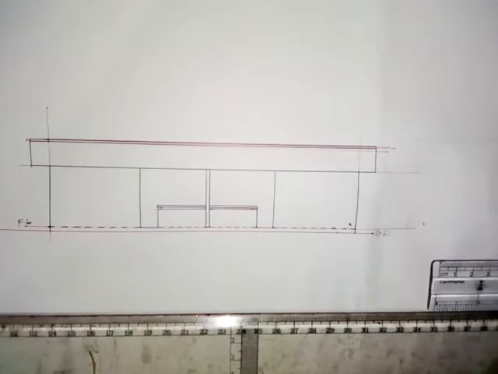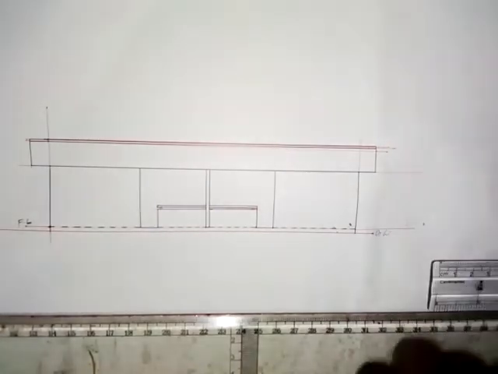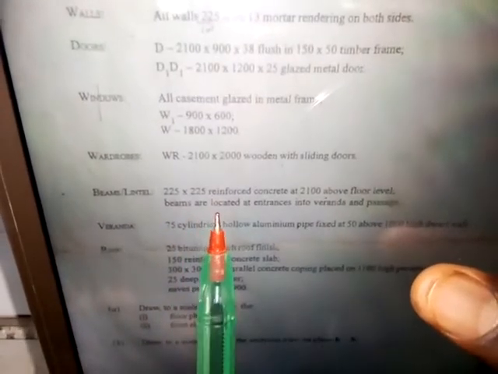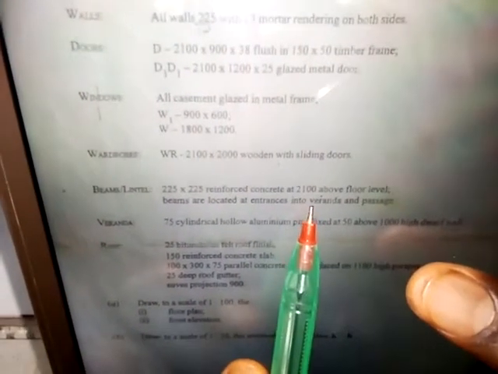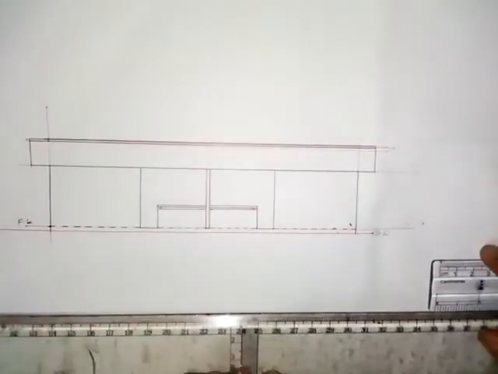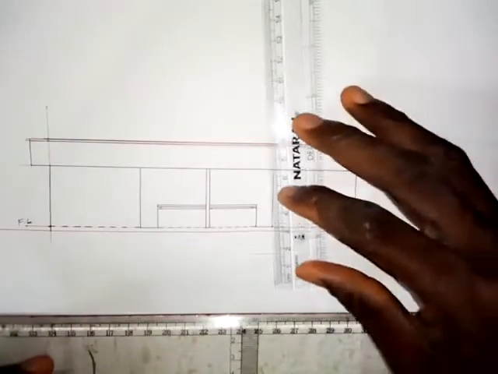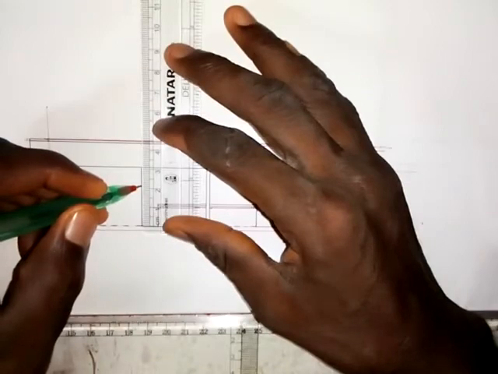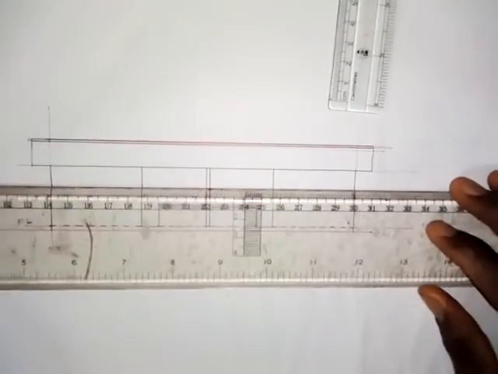So the next thing that we are going to do is that we are told in the beam, so beams and lintel. So here we have beam and lintel. So beam 225 by 225 reinforced concrete at 2100 above floor level, and beams are located at entrances into veranda and passage. So there's a beam around here, there's a beam around here, and distance of the beam from the floor level is 2100 by 100. That will give us 21. So I'm going to take a measurement of 21 millimeters up here. So then I will draw horizontal line from here.